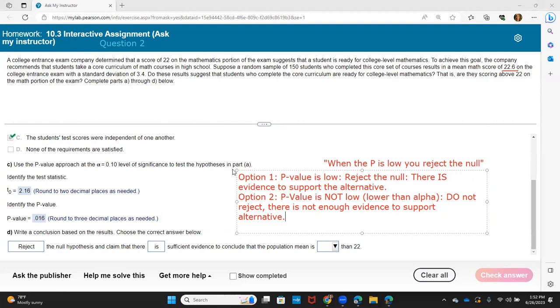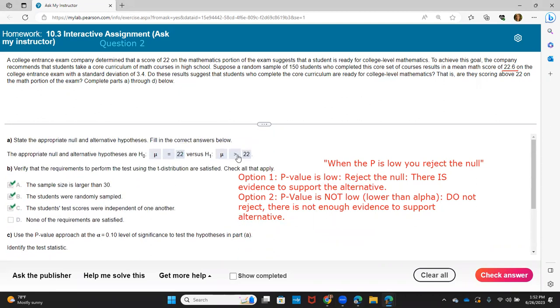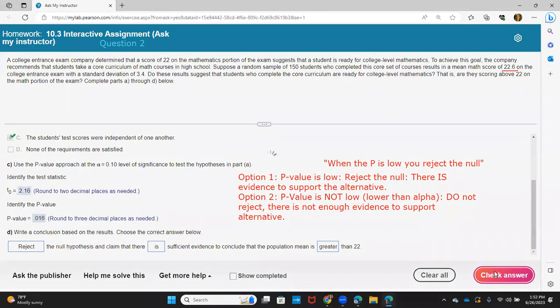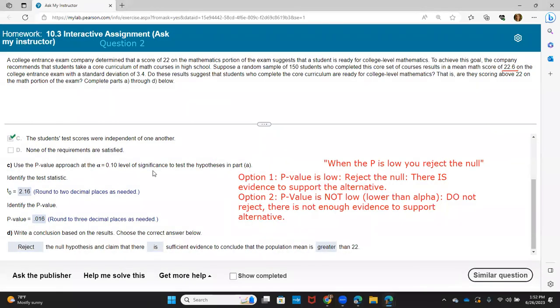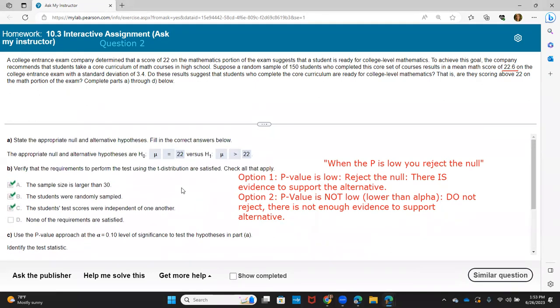So for this one, we reject the null hypothesis, which is the equivalent of finding someone guilty, because there is sufficient evidence to conclude that the population mean is greater than 22. And sometimes you have to go back and remind yourself that the alternative here is that we're trying to say it's greater than 22. If the p-value was not lower than alpha, we would say we do not reject the null hypothesis, and that there is not sufficient evidence to conclude that the population mean is greater than 22.